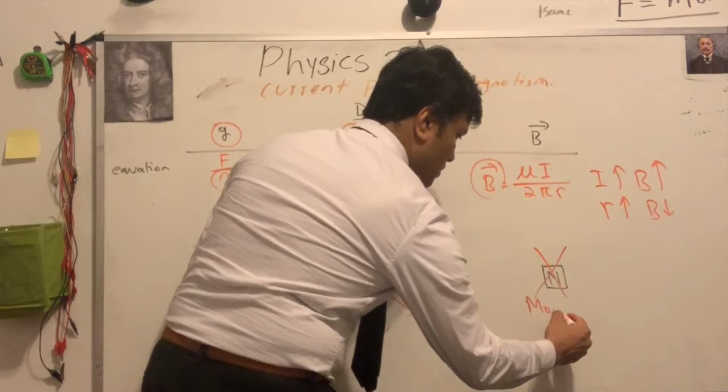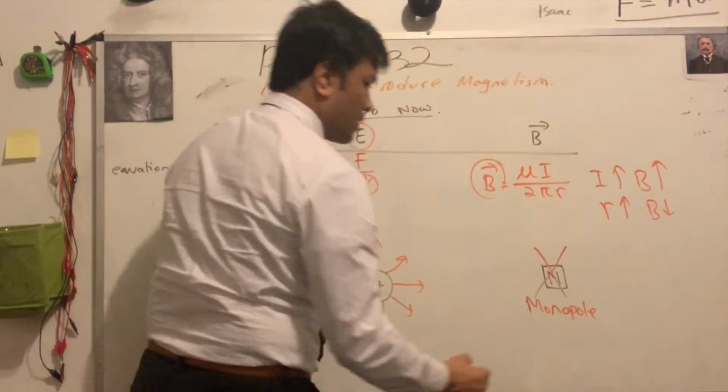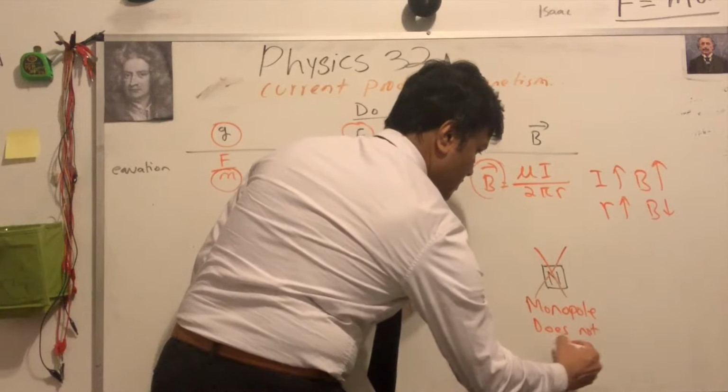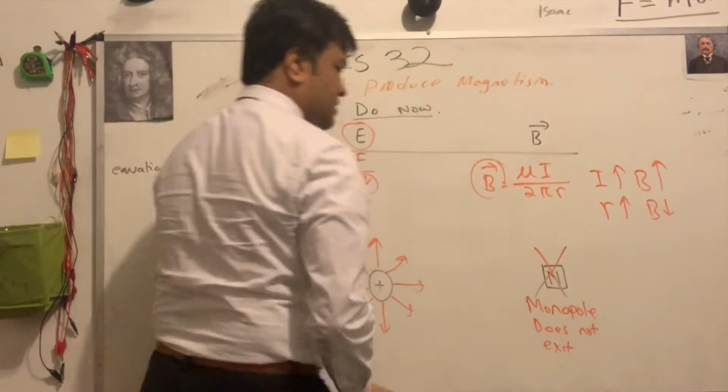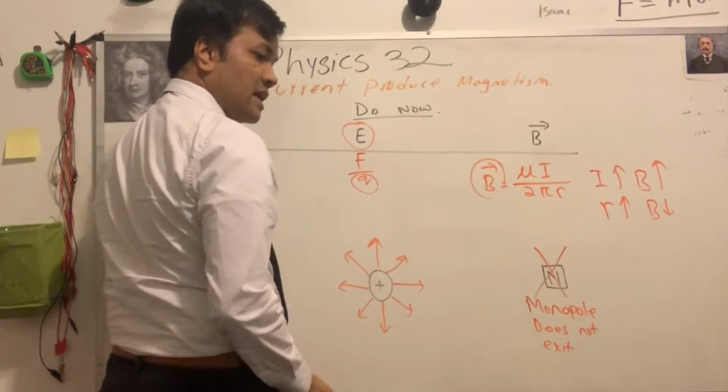How do you spell monopole? M-O-N-O-P-O-L-E. Monopole does not exist. So what exists? It does exist, but it doesn't have a magnetic field. No. It does not exist.